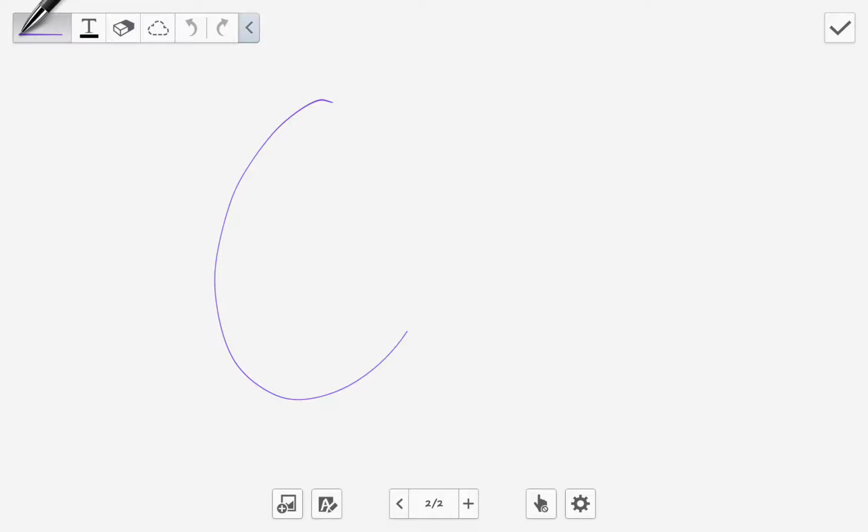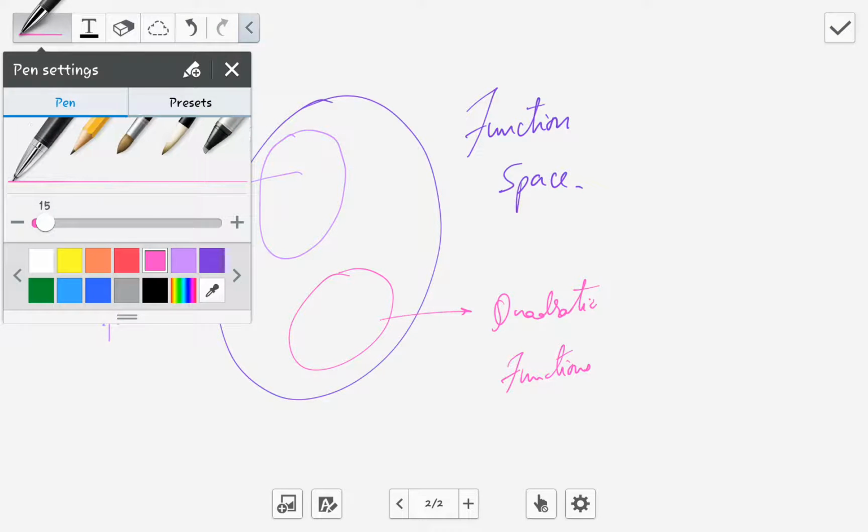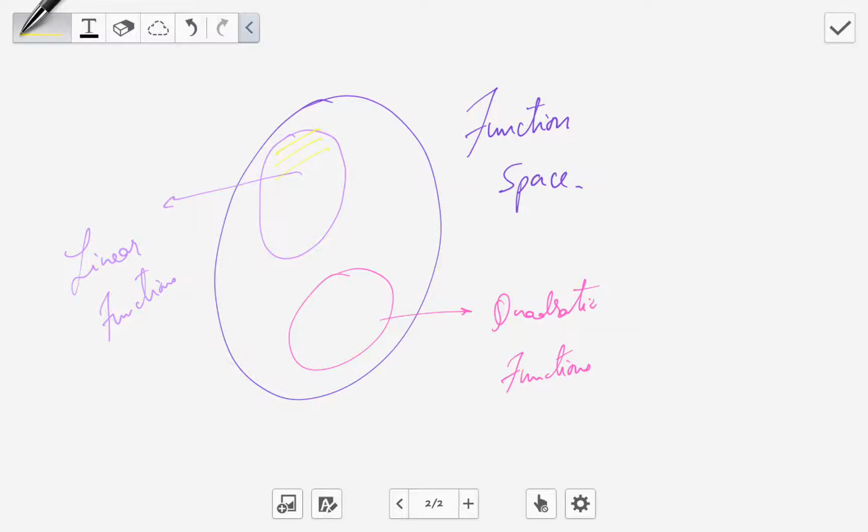Say this is the function space. In this space, you have all the required functions. Say you have this part as the linear functions, and say you have a part which are quadratic functions. So that would be something like this. This is your linear part, and then you have this quadratic part.